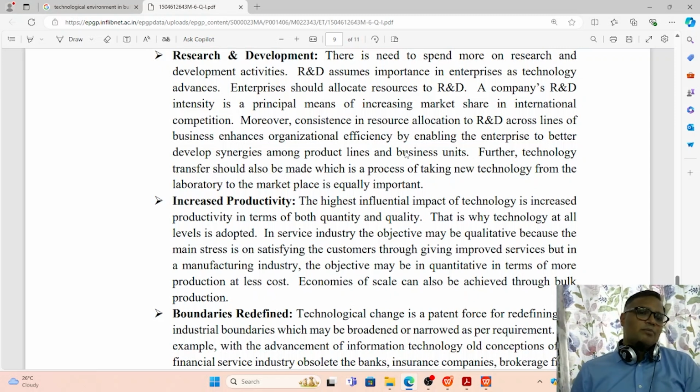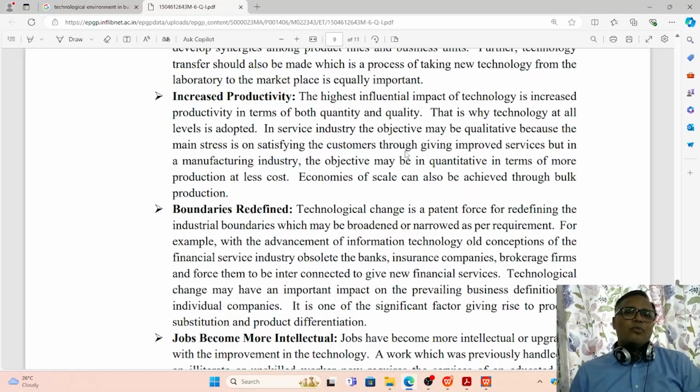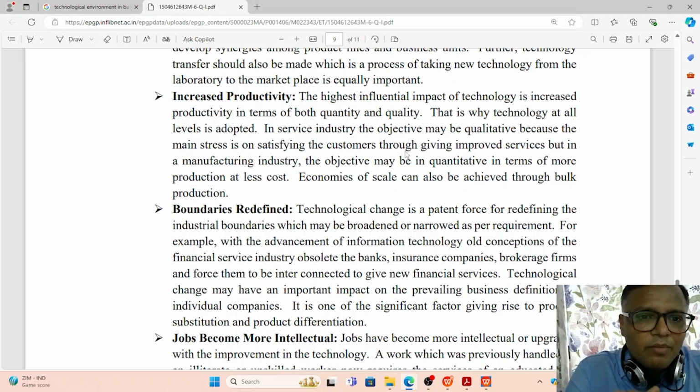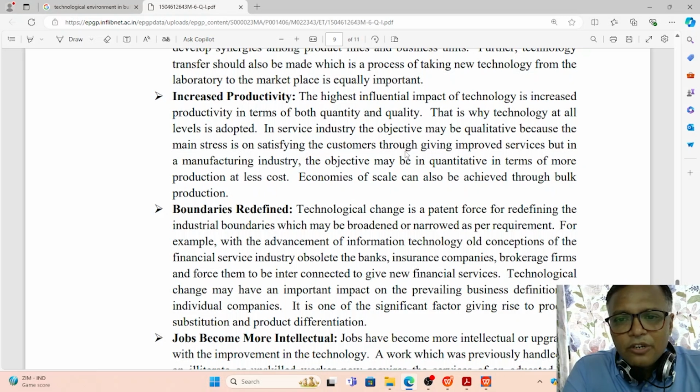Next is about increased productivity. The most influential impact of technology is increased productivity in terms of both quality and quantity. That is why technology at all levels is adopted. In the service industry, the objective may be qualitative because the main stress is on satisfying customers by giving improved services. But in the manufacturing industry, the objective may be quantitative, in terms of more production at less cost. Economies of scale can also be achieved through bulk production.